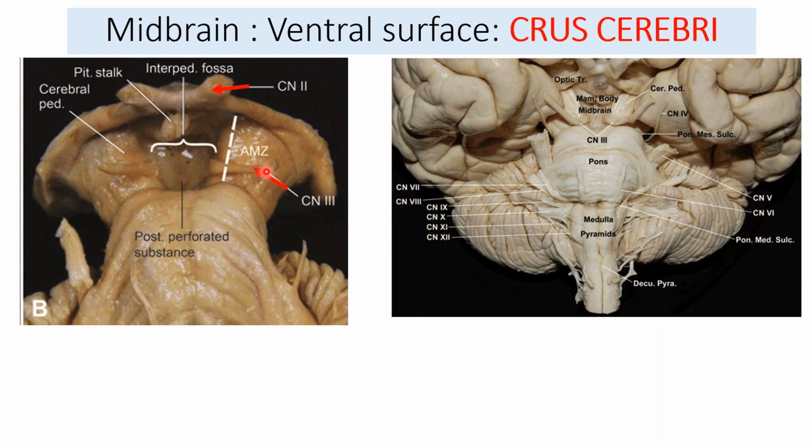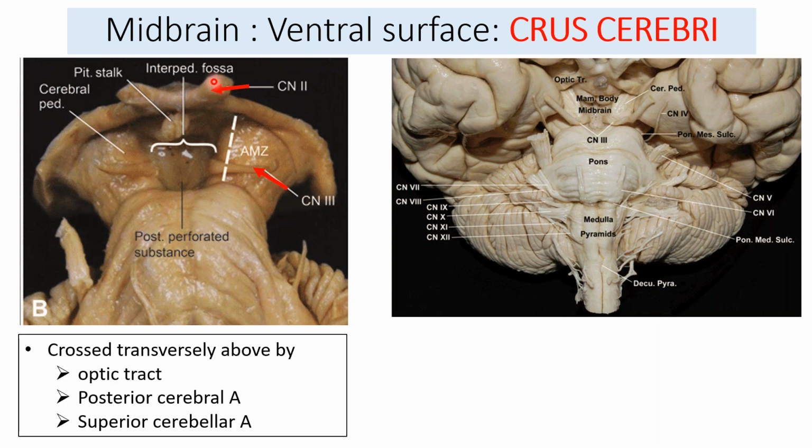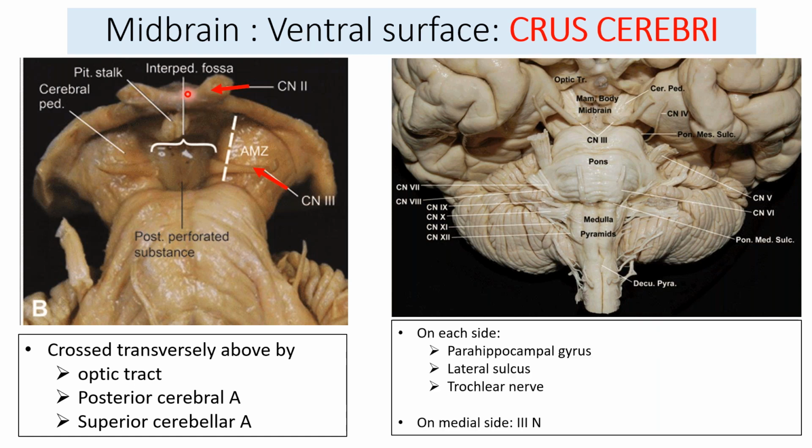So these are the two nerves which will be related to the ventral aspect of the crus cerebri. The crus cerebri will be traversed by this optic tract. So this optic nerve, they cross and create a tract. So they are going to traverse the crus cerebri from the above area. Also crossing above are the posterior cerebral artery and the superior cerebellar arteries.